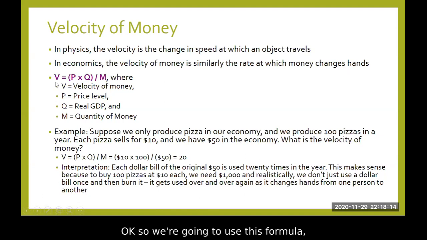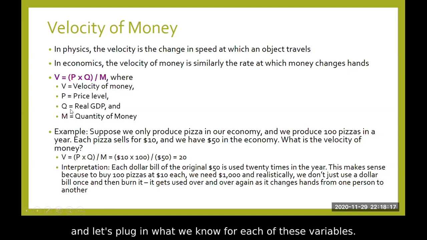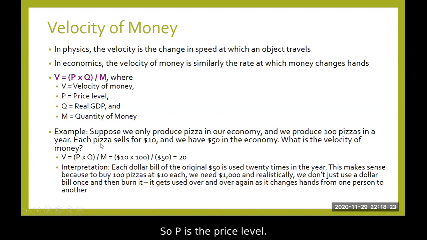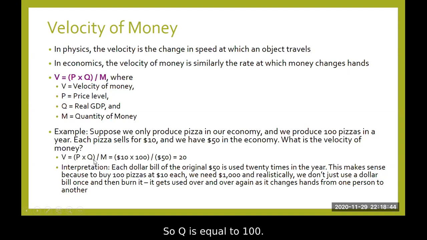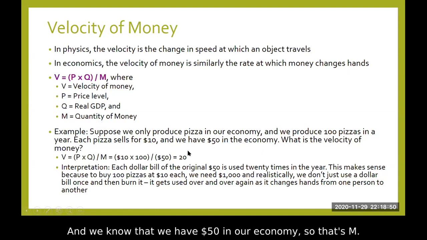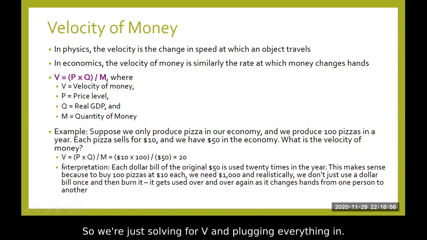Okay, so we're going to use this formula and plug in what we know for each of these variables. P is the price level, the overall prices of things. Here we only have pizza in the economy, so it's just the price of pizza, which is 10. So we can substitute in 10 for P. Q is the quantity of production or real GDP. Here we produce 100 pizzas in a year, so Q is equal to 100. And then M is the quantity of money, and we know that we have $50 in our economy. So that's M, and we're solving for V.